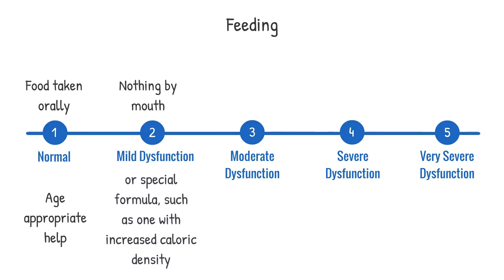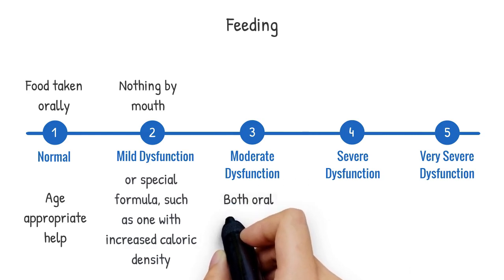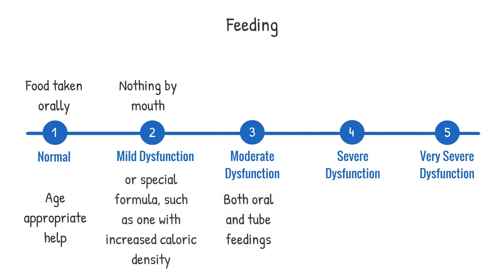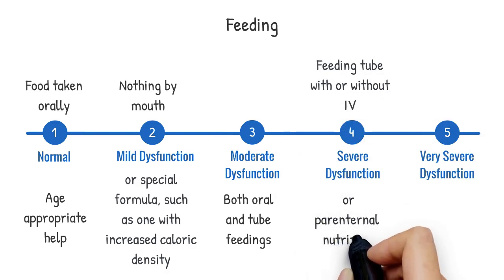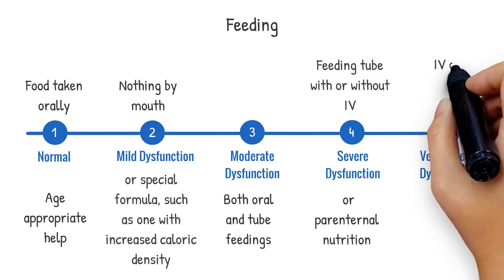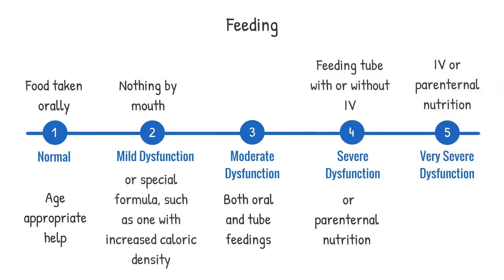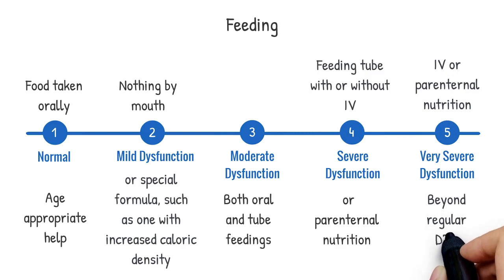Moderate dysfunction for this domain is characterized by the need for both oral and tube feeding, while severe dysfunction for this domain is indicated by feeding, with or without IV or parenteral nutrition, only by a feeding tube. The most severe or very severe dysfunction for the feeding domain is IV or parenteral nutrition beyond regular D5W or regular IV fluids, usually with a fat or a protein supplement.